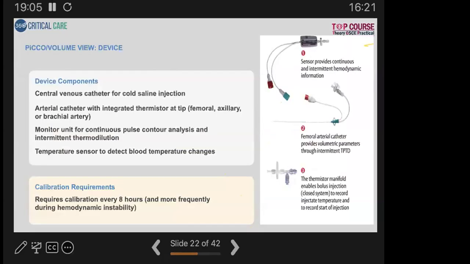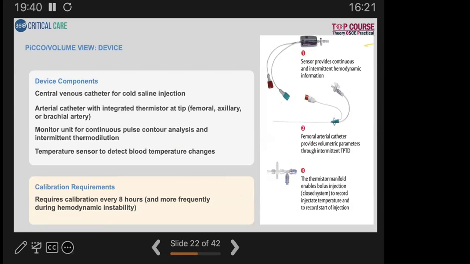So as we already discussed, the main mechanism through which these devices function is the transpulmonary thermodilution technique along with a pulse wave analysis technique, which gives us continuous cardiac output monitoring. Here we need a central venous catheter for cold saline injection, an arterial catheter with an integrated thermistor at the tip in the femoral, axillary, or brachial artery, and a monitor unit for continuous pulse contour analysis and intermittent thermodilution, and a temperature sensor to detect the blood temperature changes. These are the device components.